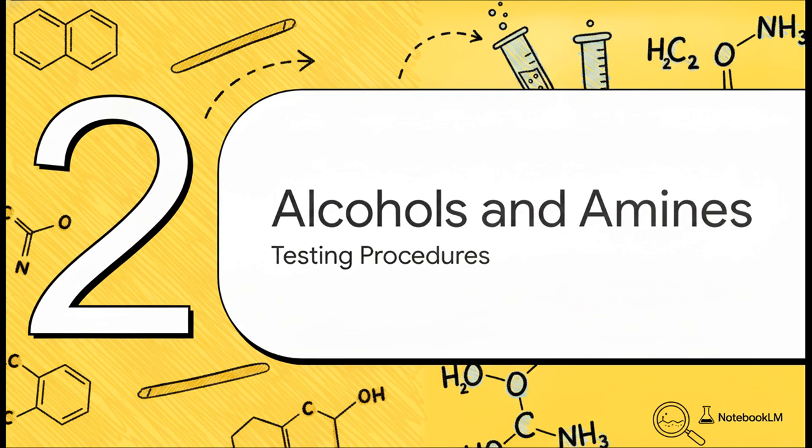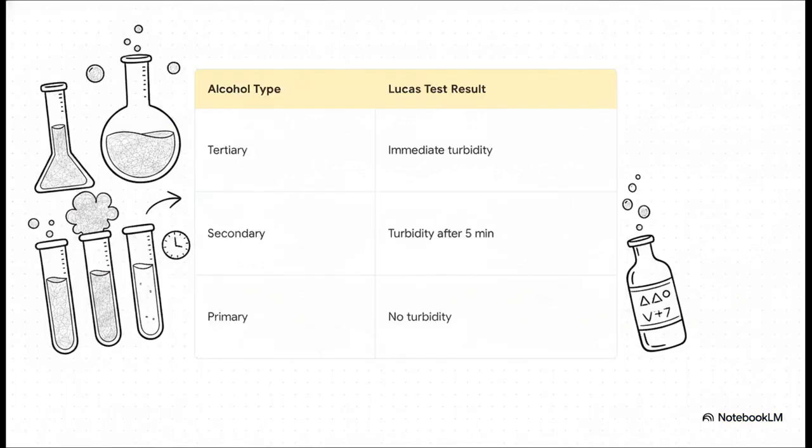Section 2, tests for alcohols and amines. All right, we've got hydrocarbons down, so let's move on to our next class of suspects. The Lucas test is a brilliant way to differentiate alcohols based entirely on one factor, speed. We treat our mystery alcohol with Lucas reagent, which is just a mix of hydrochloric acid and zinc chloride, and we watch for turbidity or cloudiness.